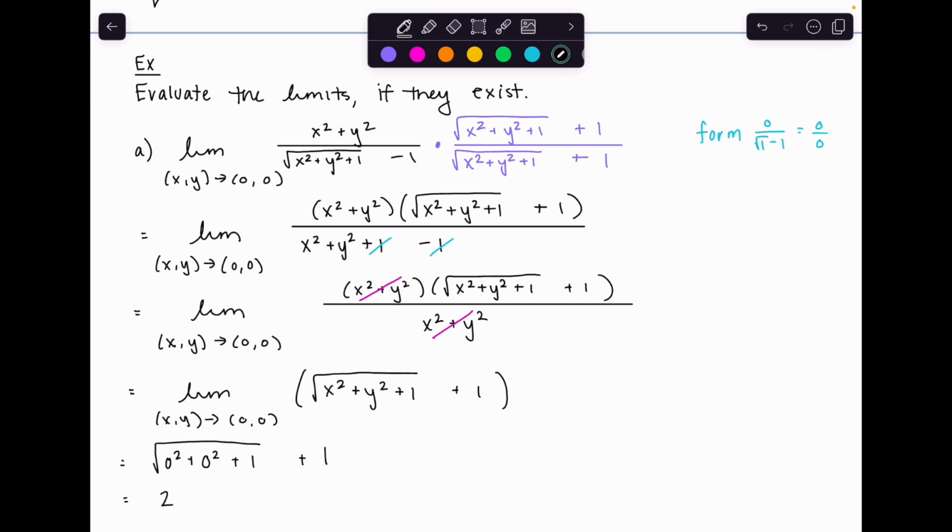Because again, this didn't matter about the path. I didn't consider that at all. I just used algebra to manipulate it. So hopefully this one's not too bad. If you see radicals within there, especially the sum of radicals or subtraction, try just going through that conjugate approach.